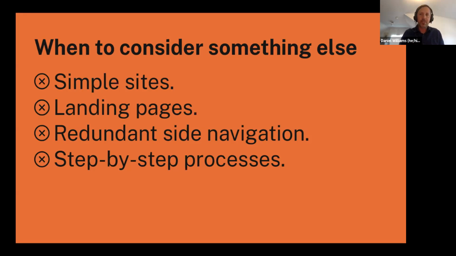You could consider not using a breadcrumb if there's redundant side navigation. And if side navigation is used in combination with the main navigation, it might be redundant. And don't use a breadcrumb for something like a step-by-step process. A step-by-step process is like a linear relationship of one thing and then the next thing and then the other thing. Breadcrumb should be used for hierarchical relationships, not linear ones.